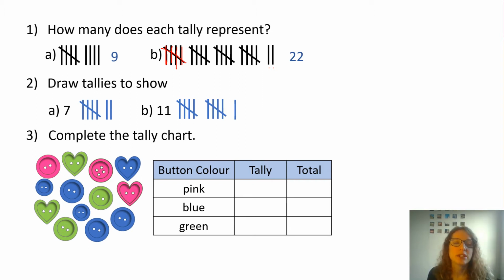And now we're going to use the coloured buttons to help us fill in the tally. So we have pink, 1, 2, 3, and then we fill in our total. Blue, we've got 1, 2, 3, 4, 5 going across, 6 as an extra one, and then write the number in the total column. And then green, we have 1, 2, 3, 4, and we write 4 in the last column. So well done if you got all of those and remembered to do the line across for your tally.